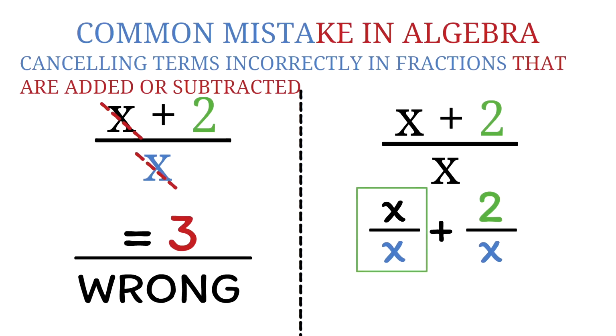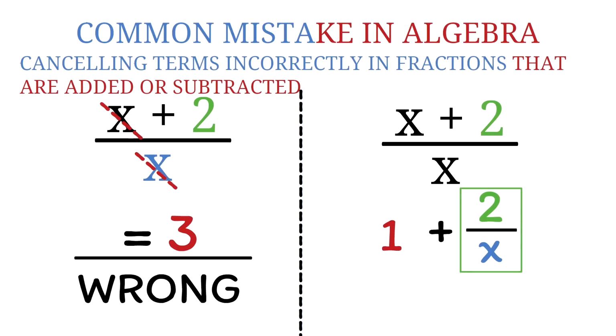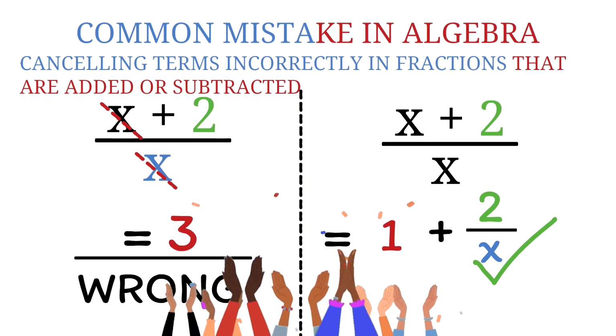So for the first fraction, the denominator x cancels out the numerator x to give us 1. Next, for the second fraction, since x and 2 have nothing in common, we cannot cancel them so they remain the same, 2 over x. Thus, our simplified expression becomes 1 plus 2 over x, our correct and final answer.